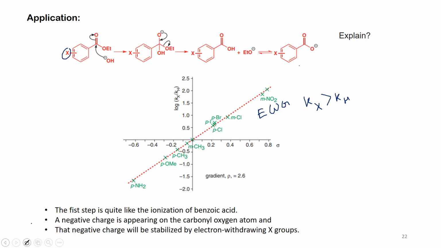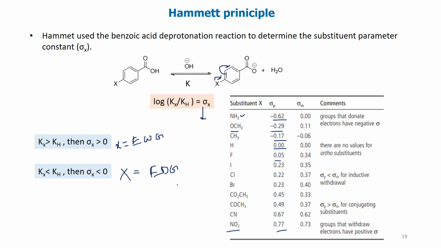And here, when any electron donating group is given, they got a lower rho value, which shows that Kx is lower than that of the KH. Now if we see the value, in case of simple benzoic acid, the rho value is greater than 0, but not greater than 1. The effect is not that prominent.